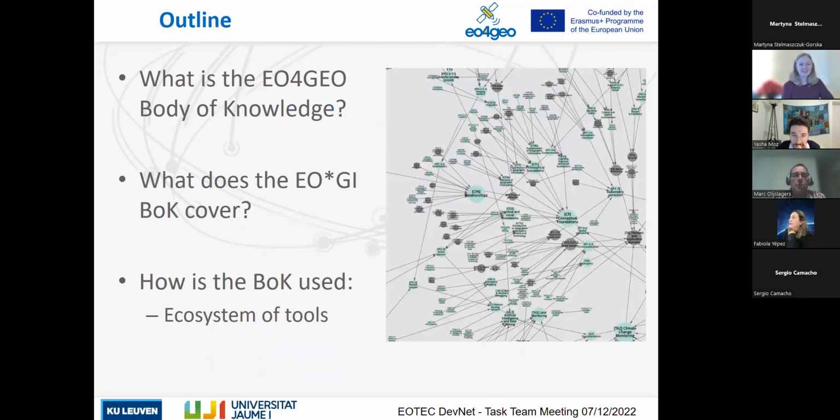We will explain shortly what the body of knowledge is and what the EO4GEO body of knowledge covers, what it contains. And then Sven will explain the ecosystem of tools that is developed to use this body of knowledge in your daily work.